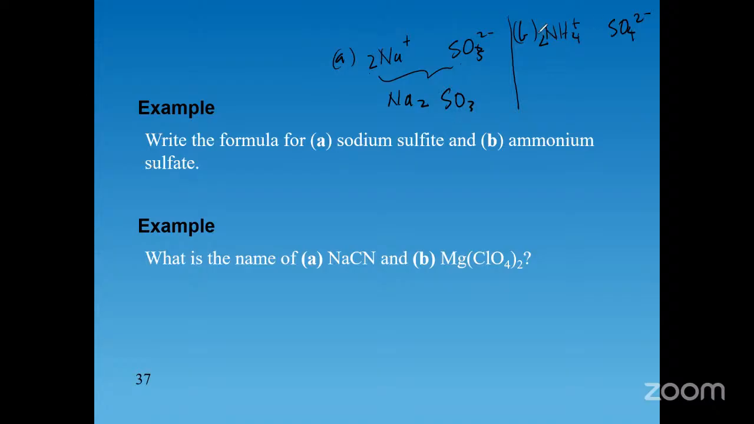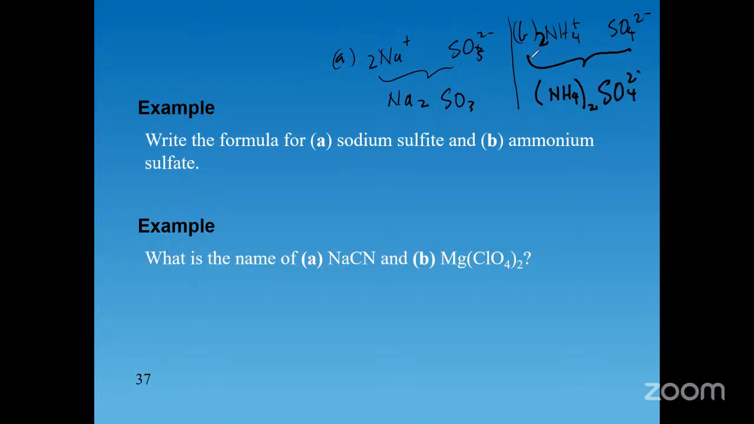You're going to need 2 of these to counterbalance the charge of the 2- here. Now, here's where things are a bit different. When you're putting this together, this is how you do it. Open parentheses, NH4, close parentheses, 2, and then SO4, 2-.